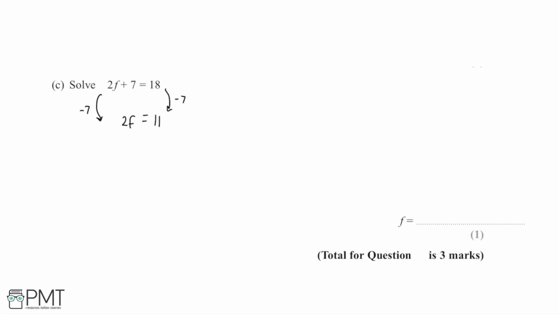So now I have the equation 2f is equal to 11. So I've got 2 lots of f here, and that's going to give me 11. So if I'm looking for one lot of f, I can simply divide both sides of the equation by 2. So 2f divided by 2 gives me f, and 11 divided by 2 is just going to give me 11 over 2. So f is going to be equal to 11 over 2, or 5.5, to get me the mark here.